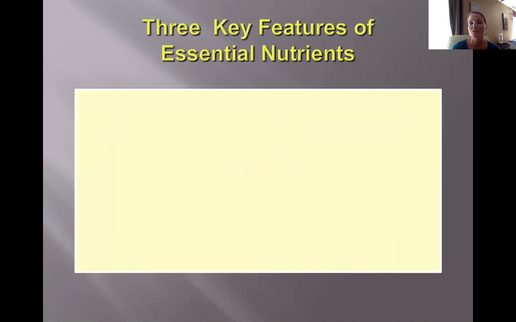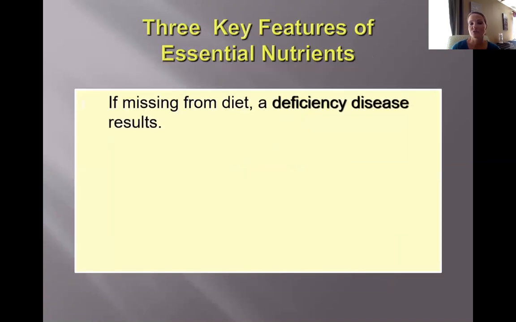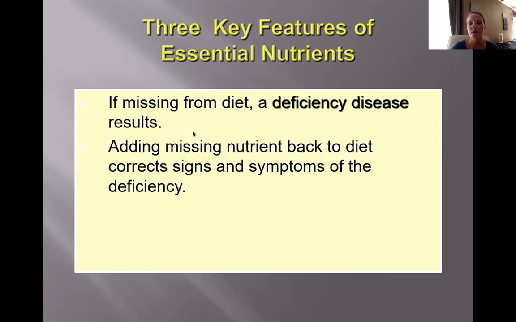And so some keys to essential nutrients include, if you do not eat that, you could have a deficiency disease. So for example, you guys probably know that if you don't eat enough vitamin C, you end up with scurvy. If you don't eat enough niacin, you could develop pellagra. So we have to consume those nutrients to prevent those diseases. And if we add them back to our diet, then the signs and symptoms from that deficiency disease will disappear.